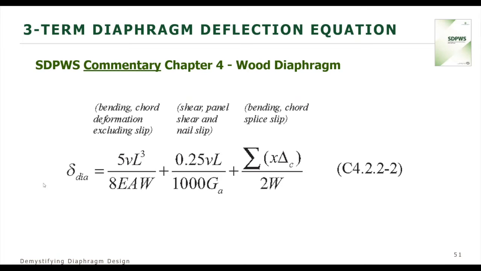So you want to make sure that you're using the proper units for each of these variables, the V, L, E, A, and W. So it's important to consider that and look at what the units are in the wind and seismic provisions. And the last term, again, incorporates the chord splice slip. And this equation is a summation of the splice slip. So it's a summation of X times delta C. X is the distance of the chord splice to the nearest support. And the delta C is the diaphragm chord splice slip at the induced unit shear of the diaphragm. Well, we'll get more into this later on in the presentation to get more detailed.